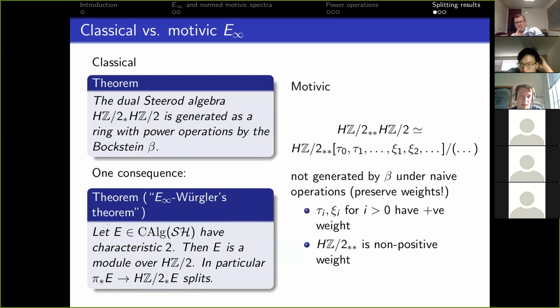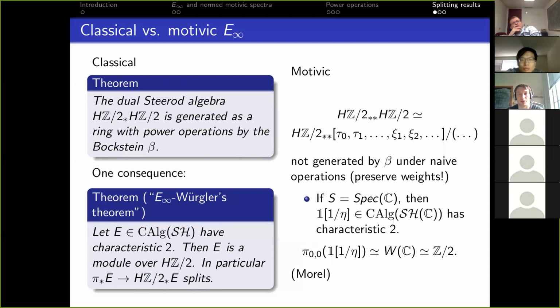And then you apply your naive power operations, and we said it doesn't do anything with the weight, so you're still in weight less than or equal to 0. So if you keep doing all of these things, you're never going to hit tau 1 or any of the generators, because they're all in positive weight. It's impossible to reach it. So, okay, the first theorem, unfortunately, is false. But the consequence could still be true. We just have to come up with a better proof.